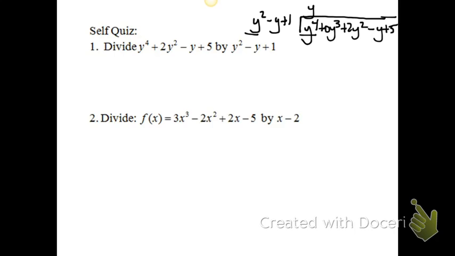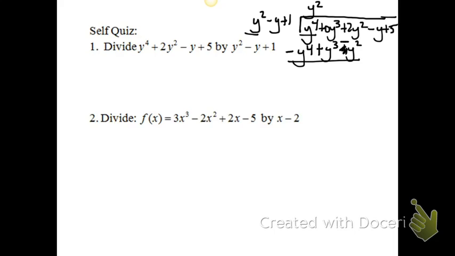To get it started, divide y to the 4th by y squared. It's going to be a y squared first term. Now multiply y squared to your divisor, giving you y to the fourth. Y squared times negative y is negative y cubed. Y squared times 1 is positive y squared. Now remember, when you subtract this off, you have to change the signs of each of the terms here. So I'm going to change that to a negative, this into a positive, and make that a negative.